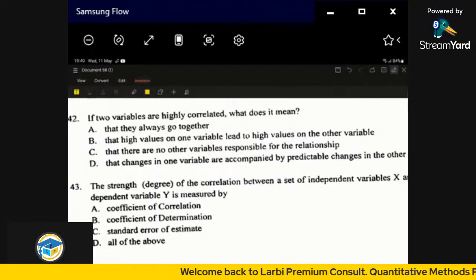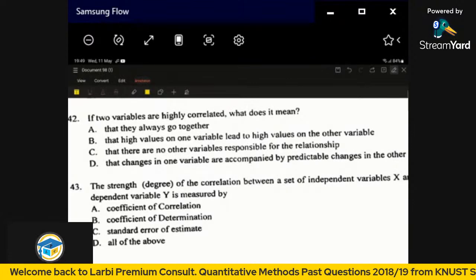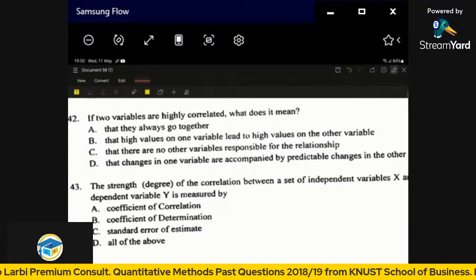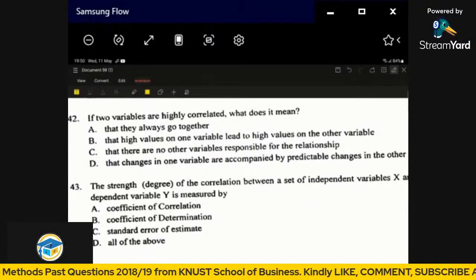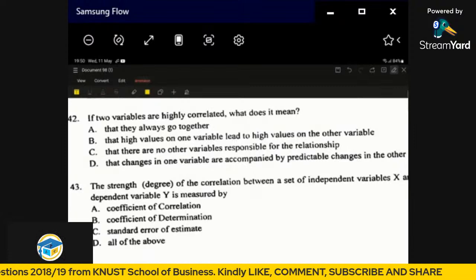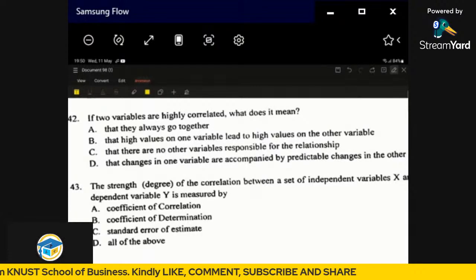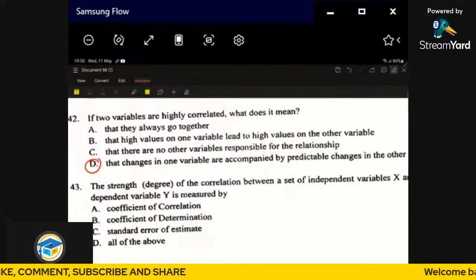So which of them is going to be the right answer? When it comes to correlation, changes in one variable are accompanied by predictable changes in another variable. So the right answer is going to be option D. Let's take note of that.